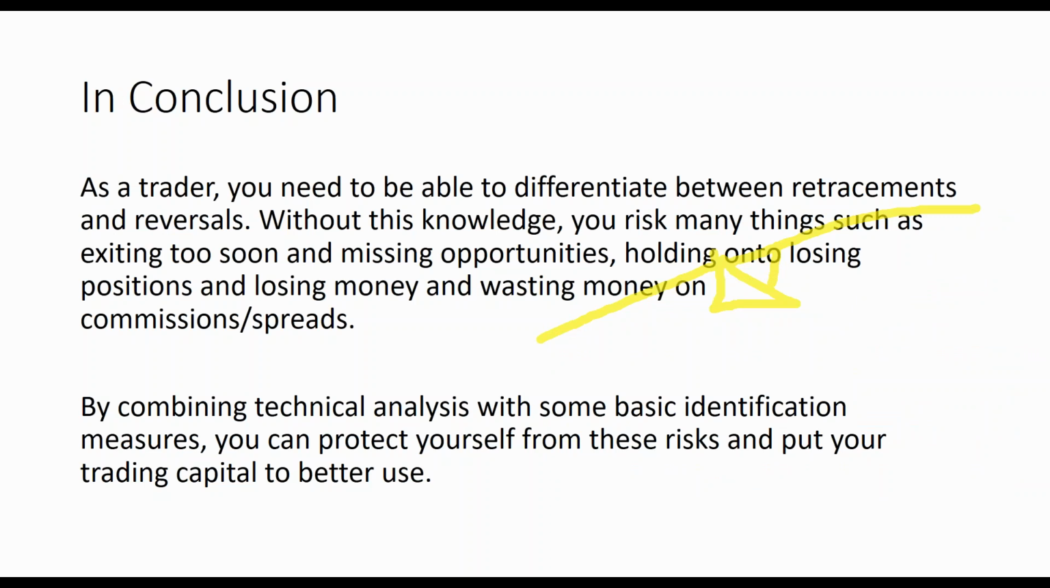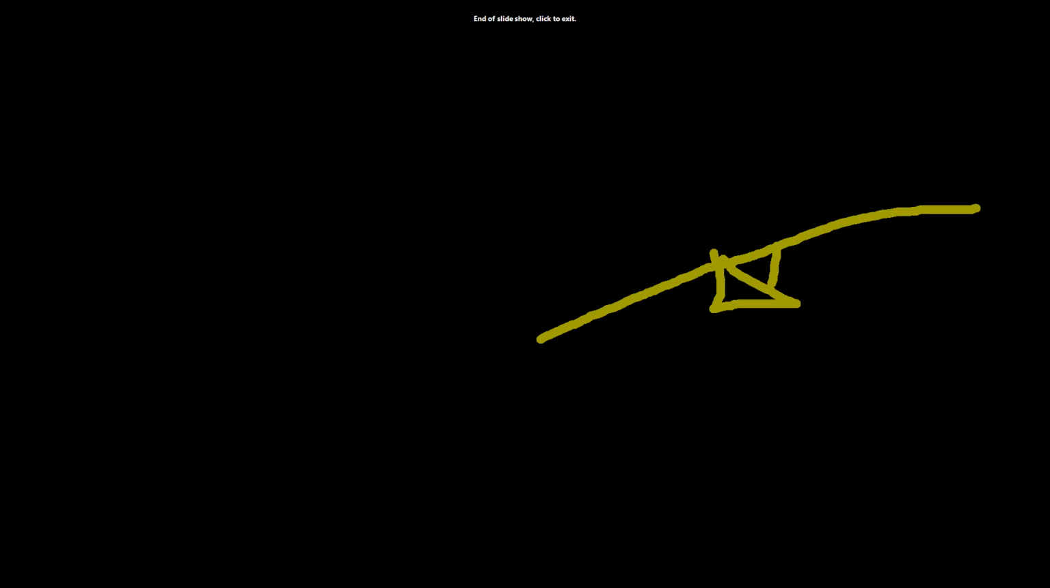In conclusion, as a trader, you need to be able to differentiate between retracements and reversals. Without this knowledge, you risk many things such as exiting too soon and missing opportunities, holding on to losing positions, and losing money and wasting money on commissions and spreads. By combining technical analysis with some basic identification measures, you can protect yourself from these risks and put your trading capital to better use.